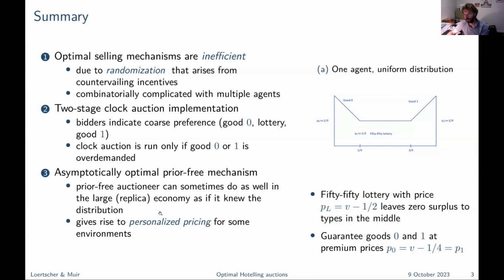And if you let these replicas go to infinity, then asymptotic optimality means that in the limit, you get as much revenue per capita using a prior-free mechanism as you would if you knew what the distribution is. And in some special cases, this asymptotic optimality gives rise to personalized pricing, where the prices I face are going to be different from the prices Marion faces, because the prices that I face are determined using the reports from all the other agents other than me, and likewise for Marion.